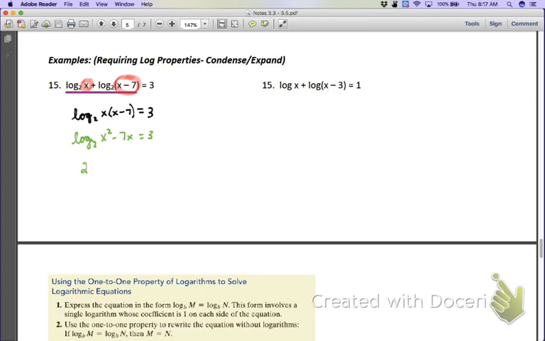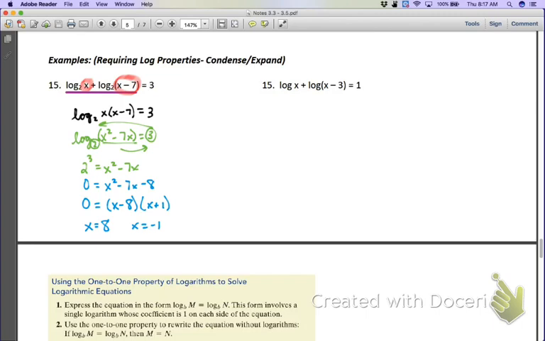So I'm going to have 2 to the third power. Remember, here's my base. 3 comes over. The x squared minus 7x goes to the other side. I'm going to have to factor. I'm going to get two values that will, in this case, be 0 equals x squared minus 7x minus 8. I need to factor that out and have x minus 8 and x plus 1. So my two values that I get are a positive 8 and a negative 1.